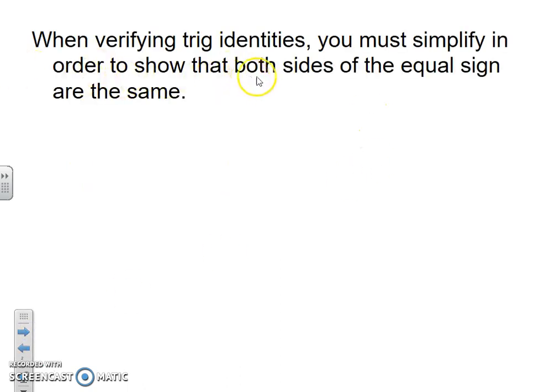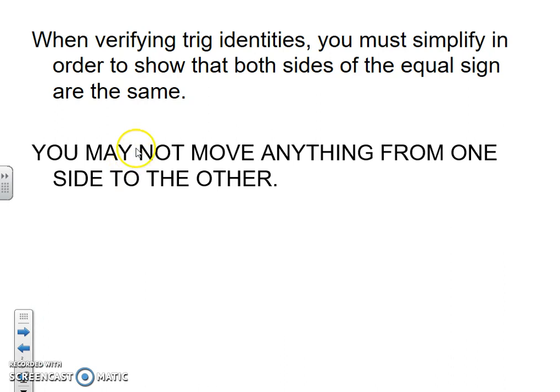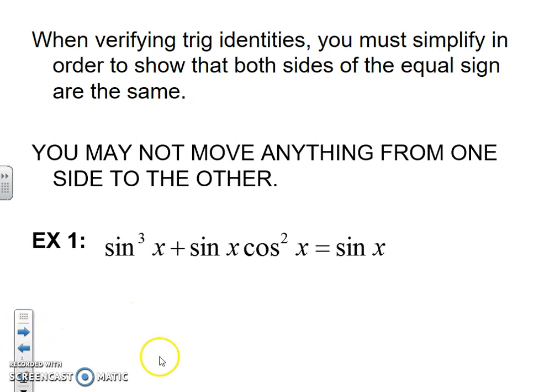In verifying trig identities, you must simplify in order to show that both sides of the equation on either side of the equal sign are the same. You may not move anything from one side to the other. In solving equations, we might add 2 to both sides. We cannot do that here. We have to work on each side separately. So let me show you an example.